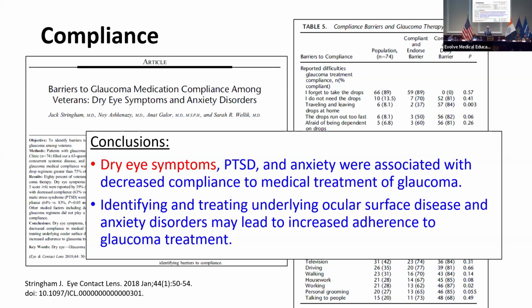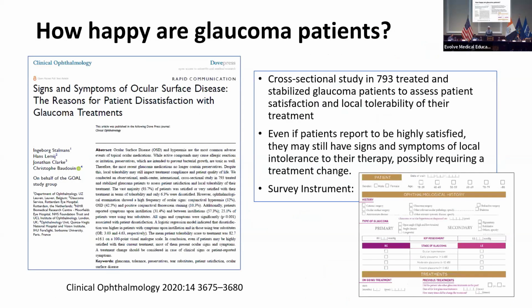On the compliance side, this, I think, is harder to study and harder to draw direct correlations to compliance with topical glaucoma medications and the presence of ocular surface disease. So there aren't really very many good studies on this. This one on a veterans population in the Miami VA identified dry eye symptoms, PTSD, and anxiety were things that are associated with decreased compliance of medical therapy.